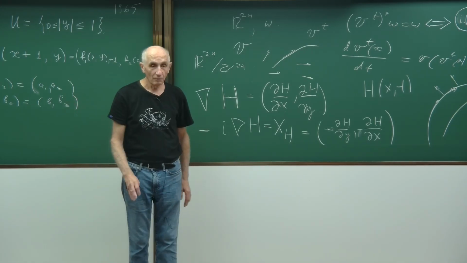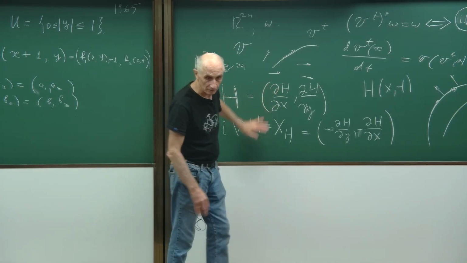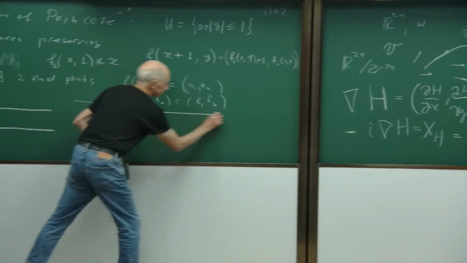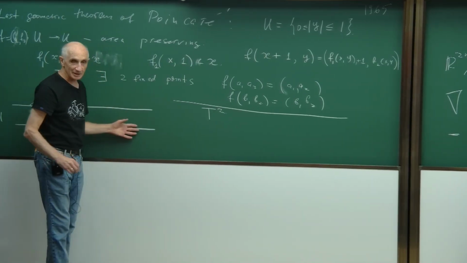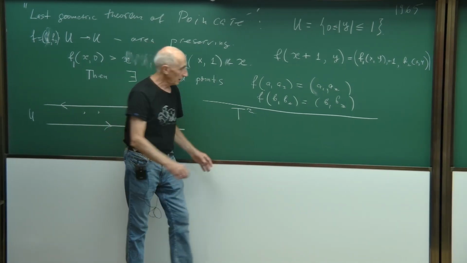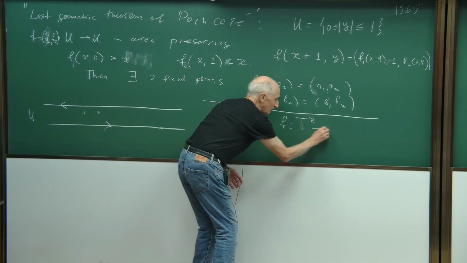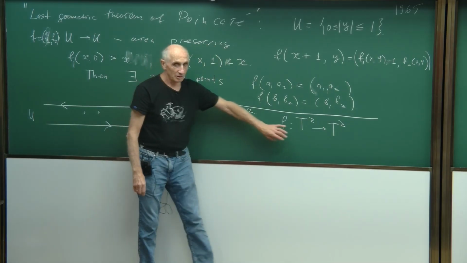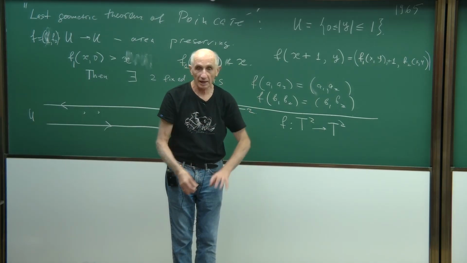the theorem for other manifolds, and in particular for the torus. So let's start with the two-dimensional torus. So here we had this annulus, but now I take a torus, a two-dimensional torus. And now f is an area-preserving transformation of the torus. And I would like to say when an area-preserving transformation of the torus has a fixed point.